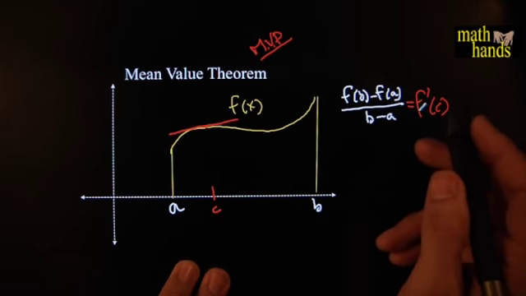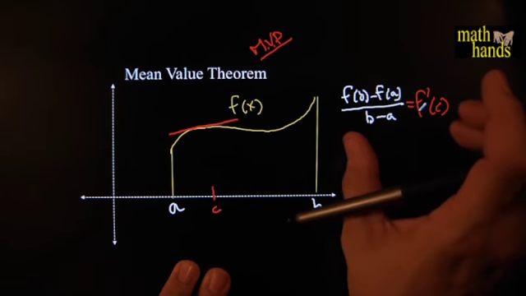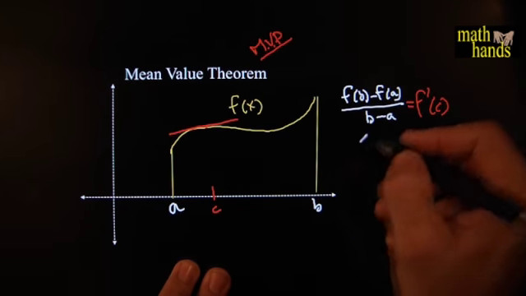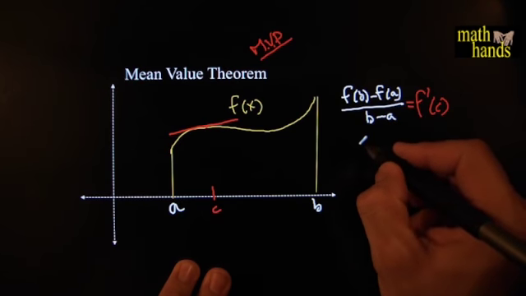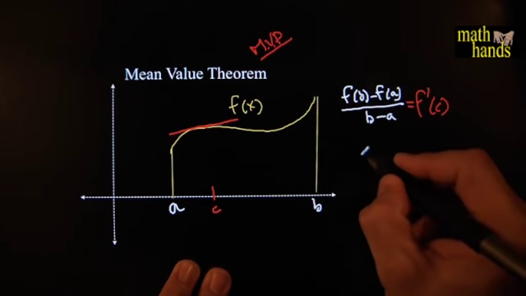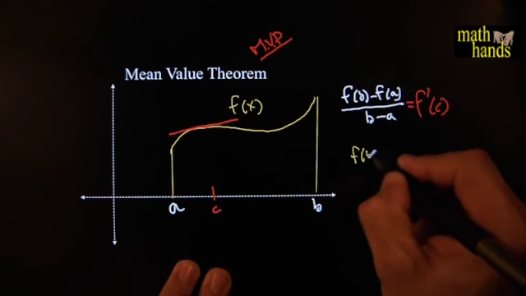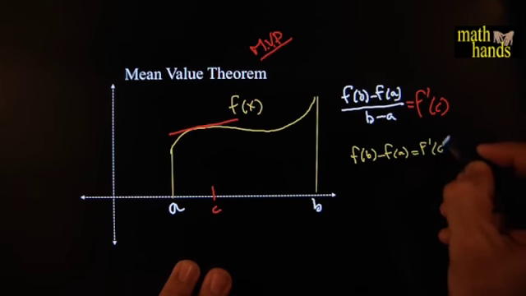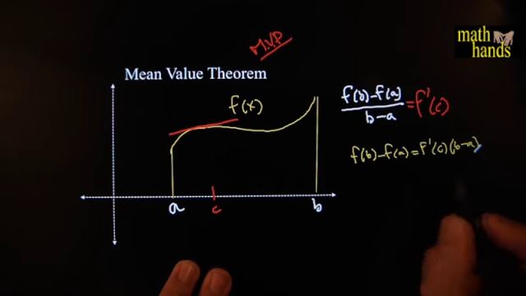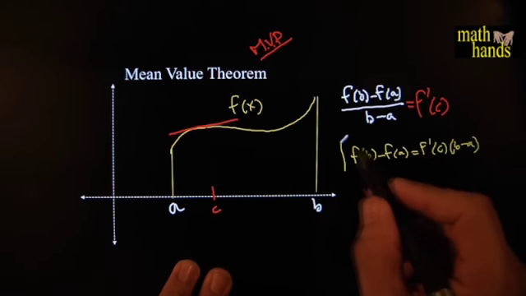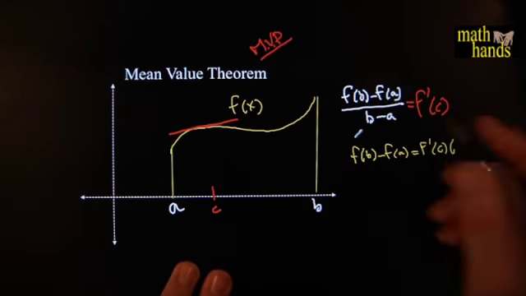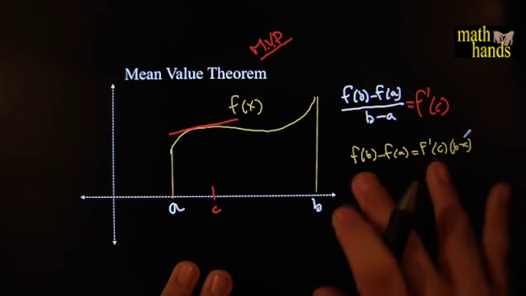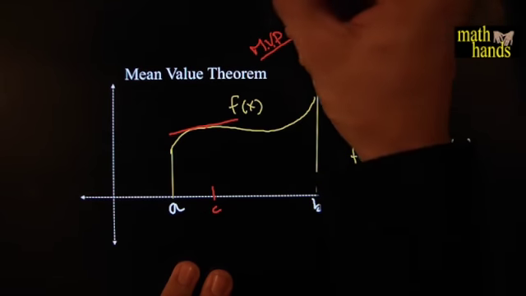But that's not really the most powerful form of it. We just tweak it a little bit and make it unleash the power. The way we tweak it was we multiply both sides by b minus a, and that would give us a new statement. It would tell us that f of b minus f of a is equal to f prime of c times b minus a. That would be a slightly improved version of the mean value theorem. It's the same thing, just rewritten a little bit differently, and this is the way it becomes much more powerful.